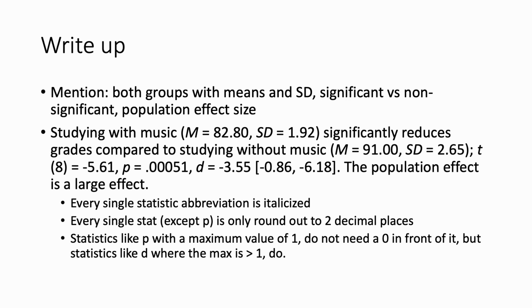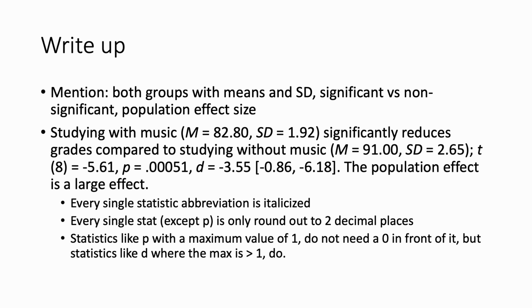All right, italicized t with 8 degrees of freedom equals negative 5.61. We talked about what that meant earlier. Comma, p-value, this is the thing you can go to more decimal places because people were cheating and saying they found significance when they didn't. So, yeah, they were cheating. So we report our p-values all the way out now.